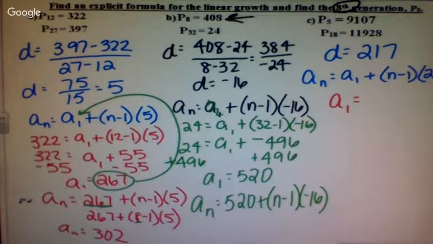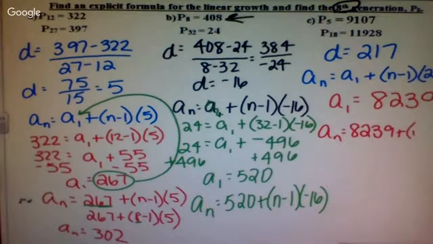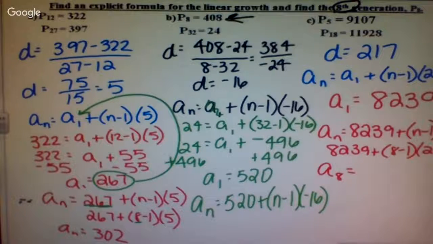What did we get for A sub 1? 8,239. Okay, so your final equation then should have been A sub n equals 8,239 plus n minus 1 times 217. Then we need to find the 8th generation, so we need to plug in 8. So A sub 8 actually equals what? 9,700. Fantastic.